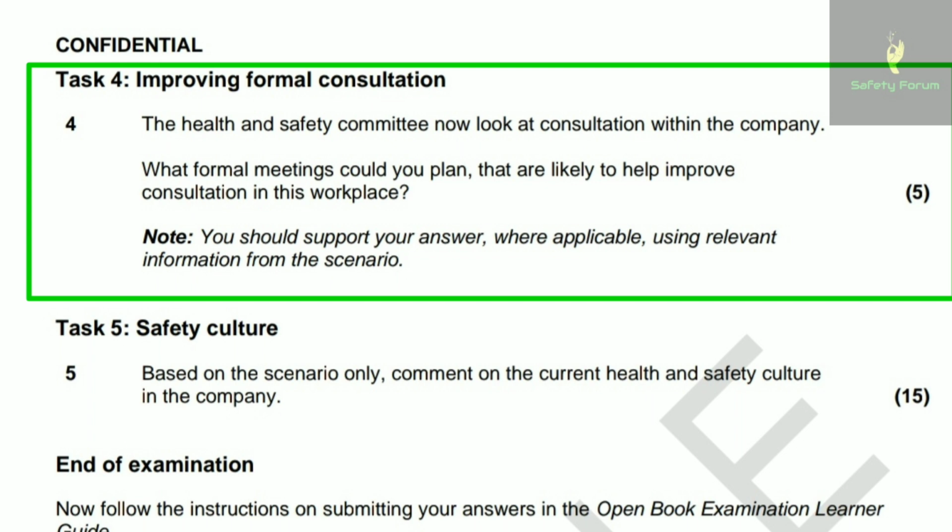You have to favor the consultation in that way also. So it shows you have considered all the workers in your company.